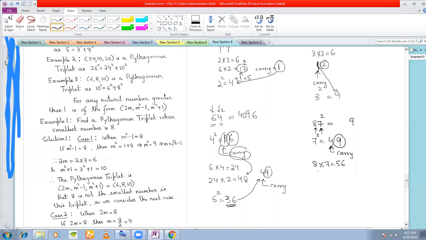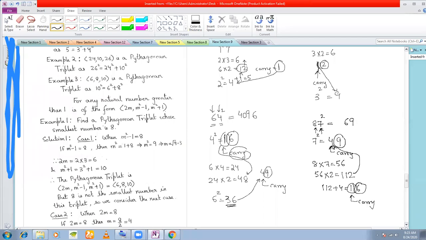56. And I double this 56 to get 112. Now this 112, I add it with this carry 4 to get 116. So 112 plus 4 will give me 116. But remember, I don't write the entire 116. I only take the last digit of 116 and I write it here. Now this 11 becomes my carry.